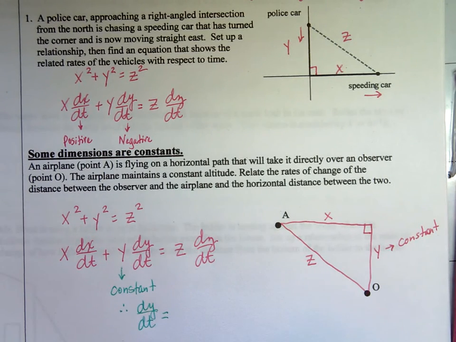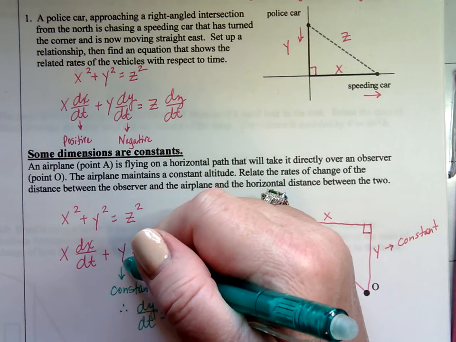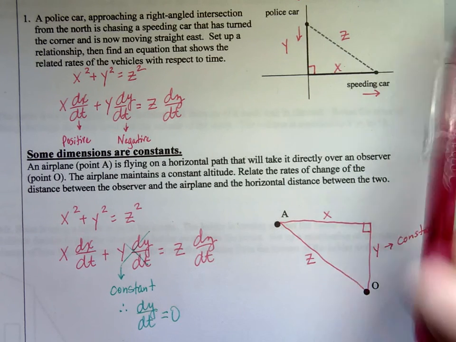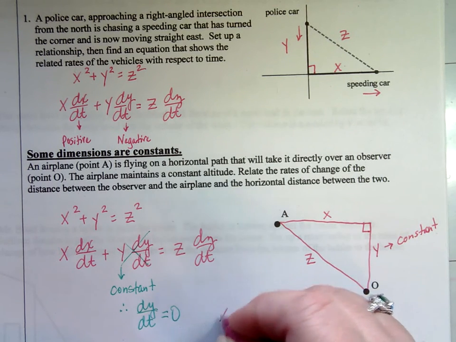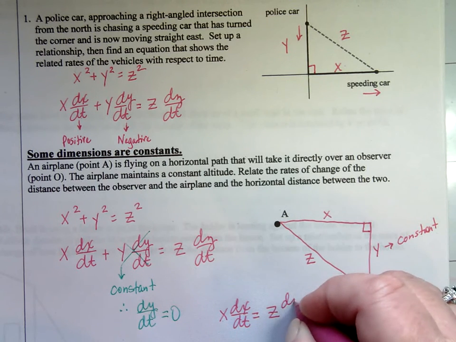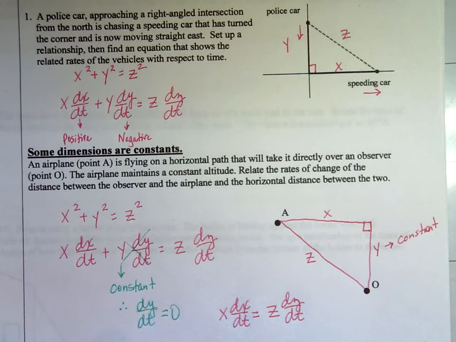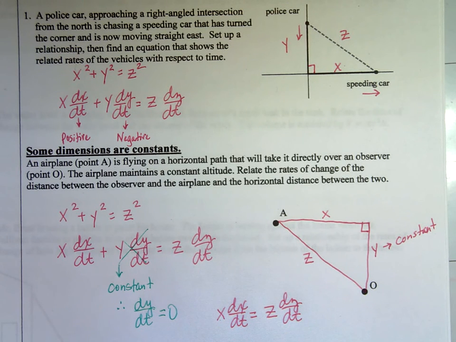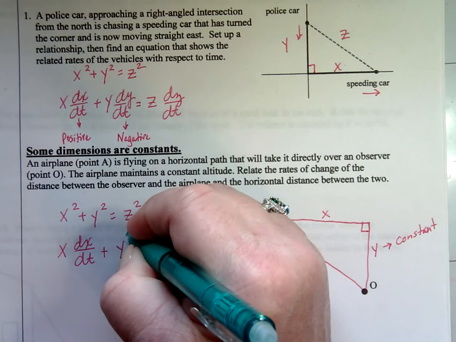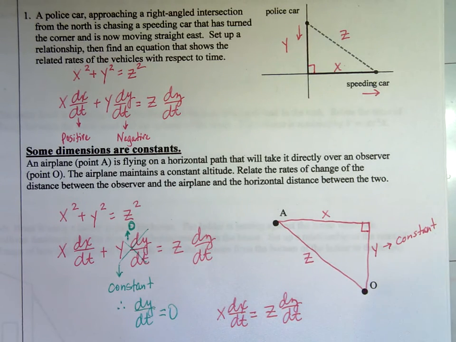If y is constant, then the derivative of any constant is 0. And 0 times that constant zeroes out that whole term. The whole term is gone. So, final answer for this, believe it or not, is x dx over dt equals z dz over dt. That y got knocked out because its derivative is 0, and that just turns that whole term into a 0 term. It zeroes it out.